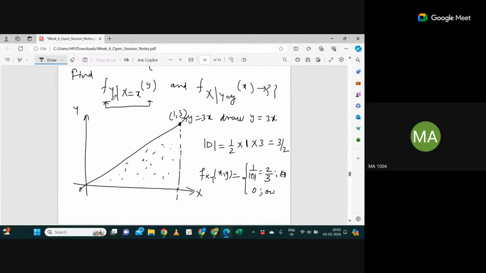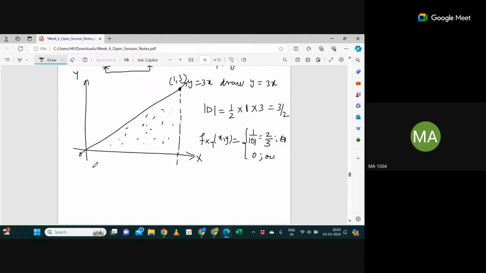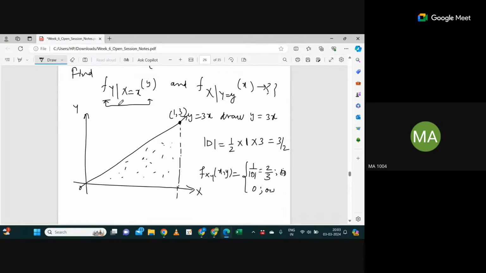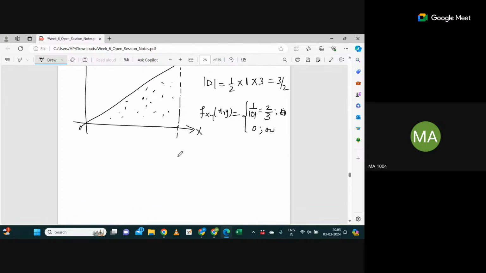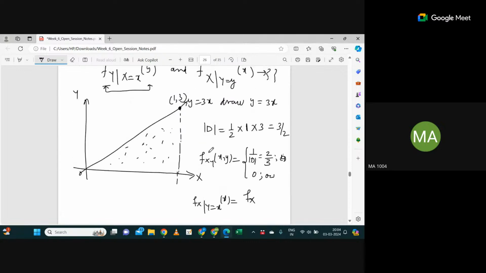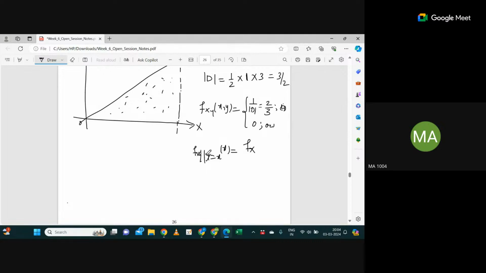To calculate this, first of all, see what I need. I need the density of y given x equal to x. So let me write here f of y given x equal to x of y. It's the joint density divided by the marginal of x, right? So first of all, I have to calculate the marginal of x. So what is the marginal of x?